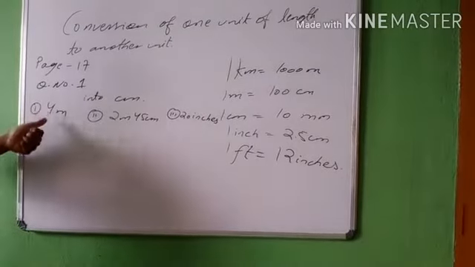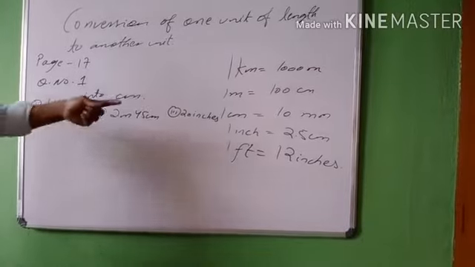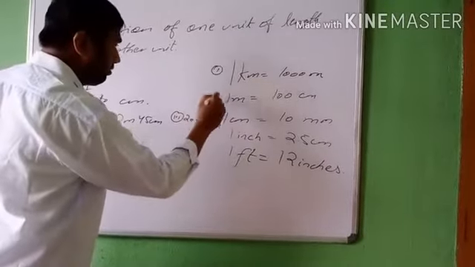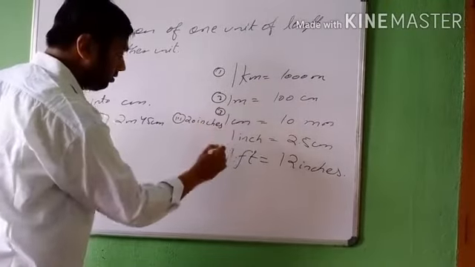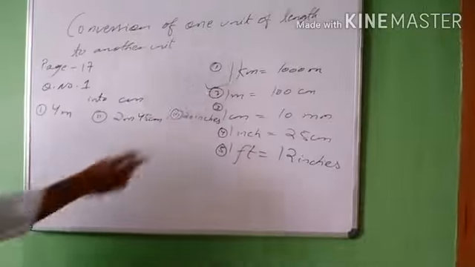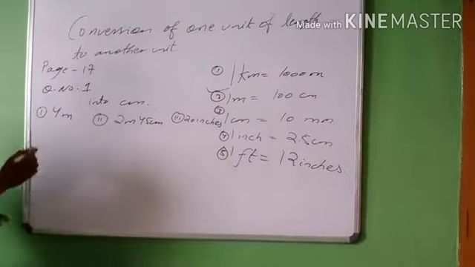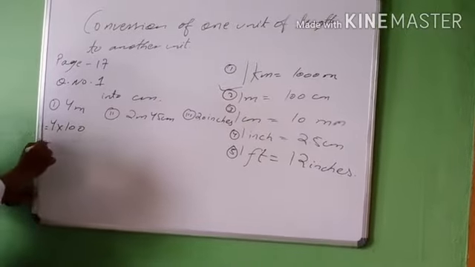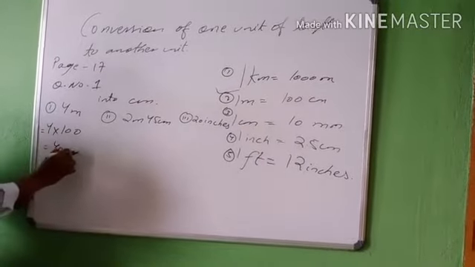Now let's see the first question. 4 meter. I know 1 meter equals 100 centimeter. You have the relationship. So 4 meter means 4 into 100 equals 400 centimeter.